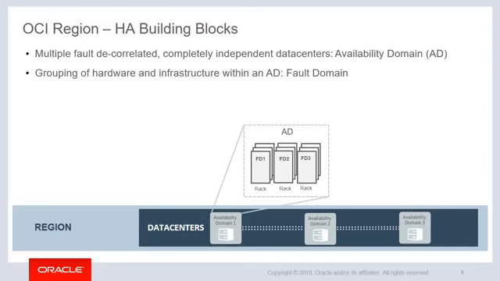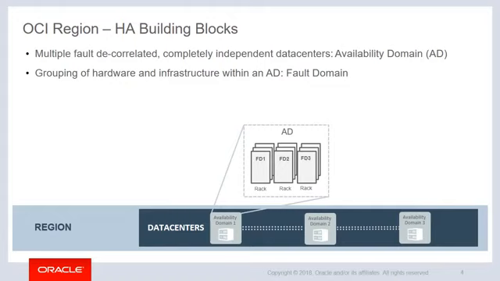Within an AD, we have a construct called a fault domain. A fault domain is a grouping of hardware and infrastructure within an AD. An AD has 3 fault domains. A fault domain lets you distribute your instances so that they are not on the same physical infrastructure. A hardware failure or compute plant maintenance in one fault domain doesn't impact the other fault domain.